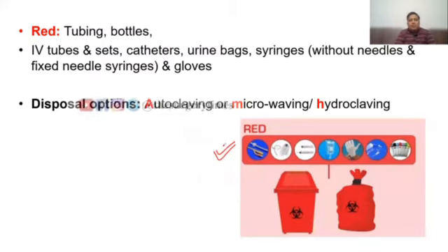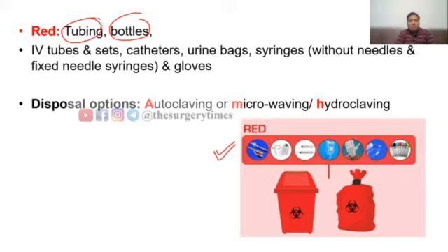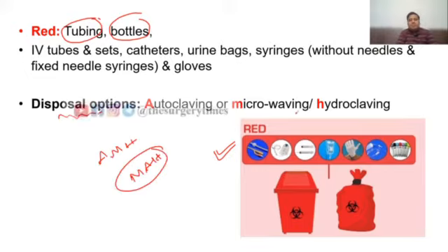Okay. Now next is red. Red is basically, as per the image shown, tubing and bottles. Remember tube and bottle, these two terms. So what will come in this? IV tube sets, catheters, urine bags, syringes which can be recyclable. Already we have discussed recycle and contagious. Contagious like urine bags and gloves, all the contagious. Now disposal or degradation options: MAH. Remember, this will be easy. The questions can come like gloves in which bag, or syringe without needles in which bag, or urine bags in which bag? All these are red bags.